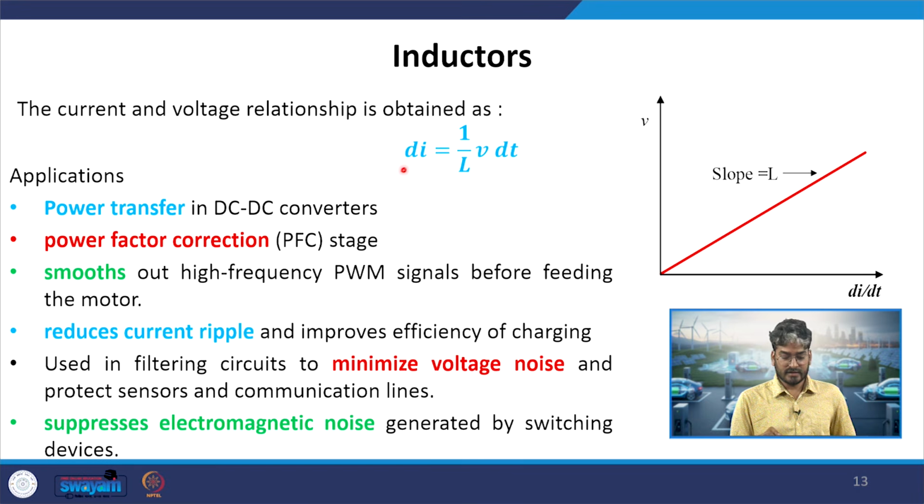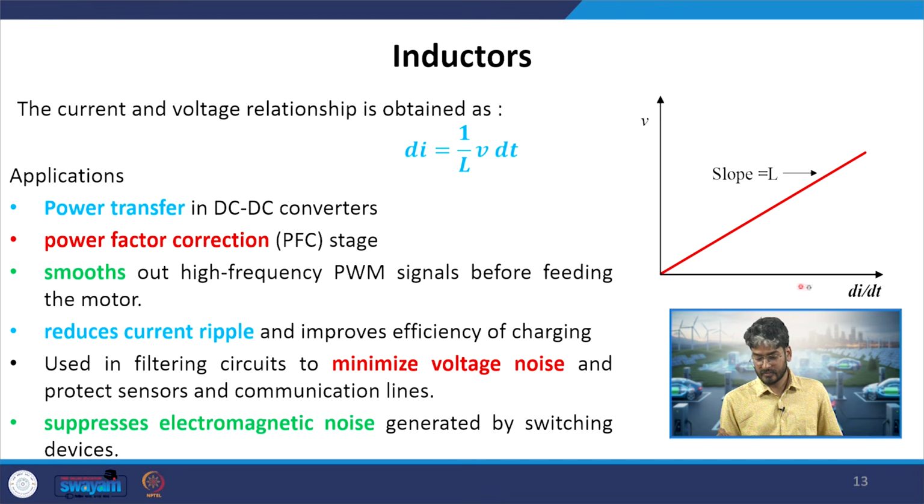Okay, so the di by dt, or the rate of change of current, will be the one which will be opposed by it, or it will not allow any change in the current through it. So, di, or the change in the current, will be equal to 1 by L into V, the voltage across the inductor, into dt, or the change in the time. Okay. So, this is the characteristics curve of an inductor.